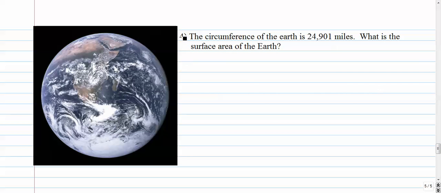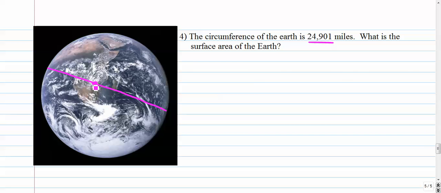Number 4, last one. The circumference of the Earth is just about 25,000 miles. So what that means is if you were to stand right here and walk all the way around and come back to right here, that distance is 24,901 miles.